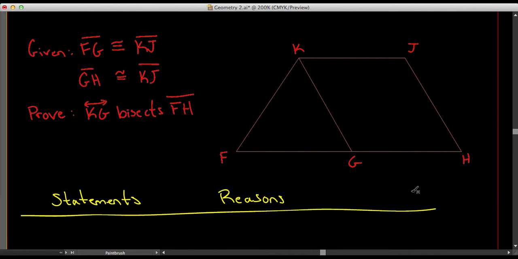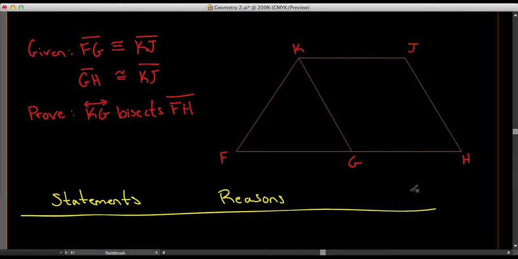So we're given another trapezoid here where we have an intersecting line, and you may also see the triangle FKG. But let's look at what we're asked to do here.